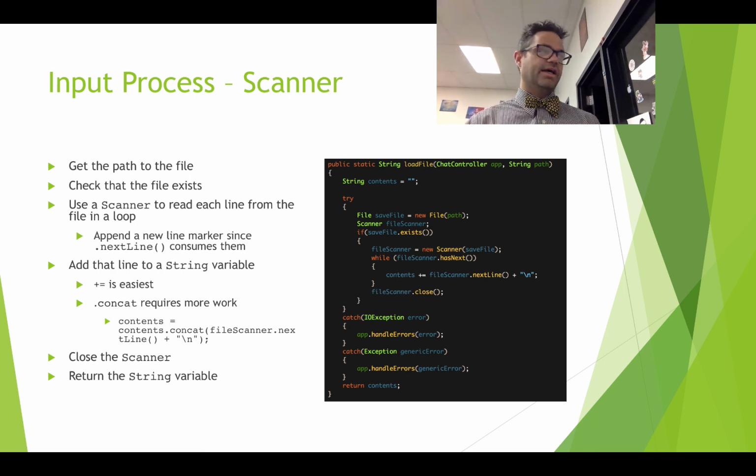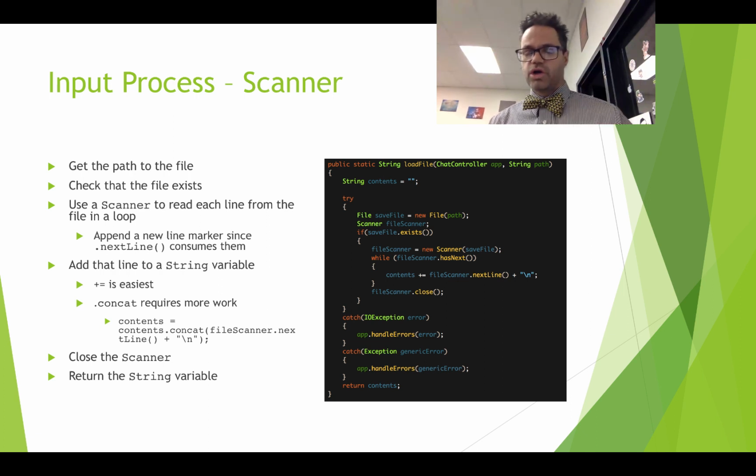We can't use .concat easily, because if we use concat, I then have to have a much longer line where I'm going to say contents equals contents.concat, then pass that fileScanner.nextLine, plus the \n. So I have to do much more work to use concat, because remember, strings are immutable. Methods that put things together, like concat, don't actually save it into the real variable. So if we do a whole brand new string, we have to repeat the process again and again. No, plus equals is the way to go. We then make sure we close our scanner and we return the string variable.